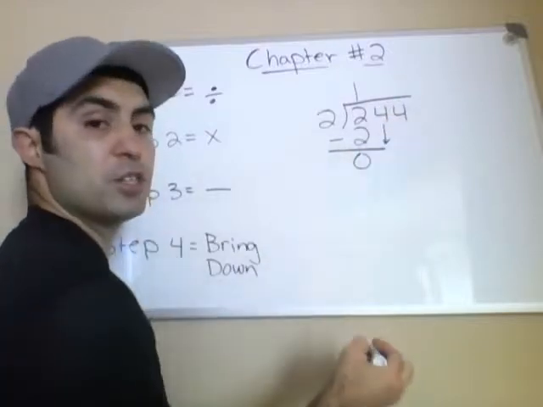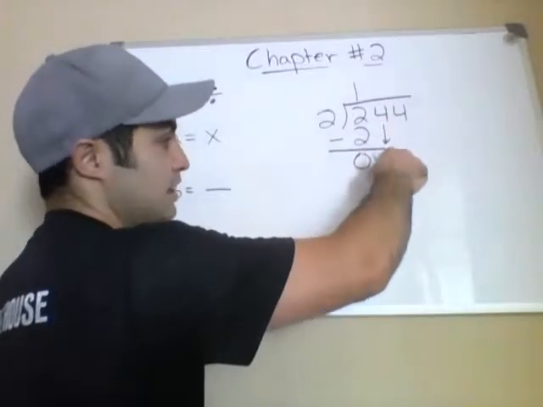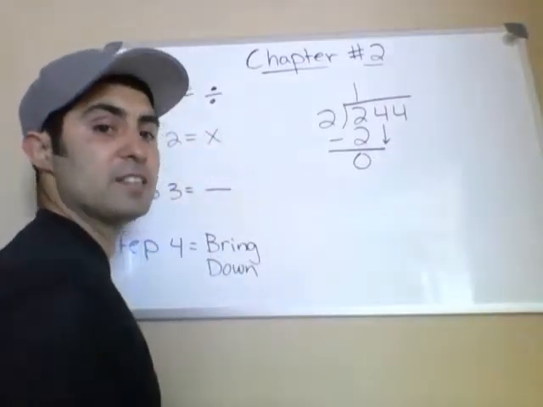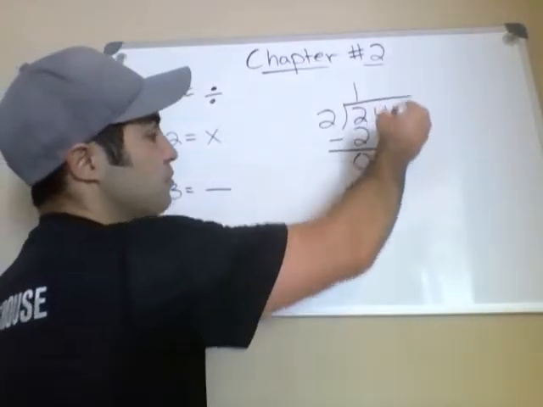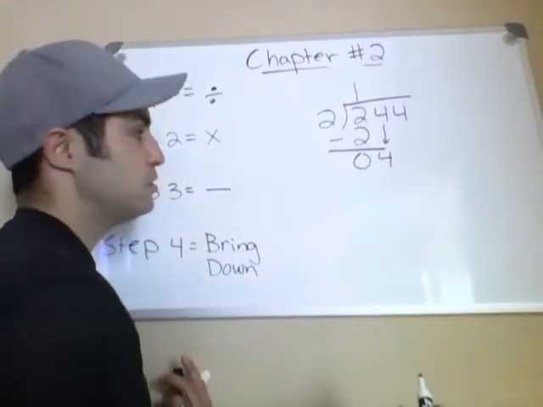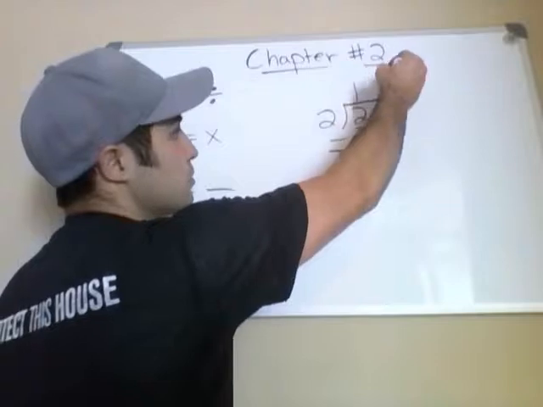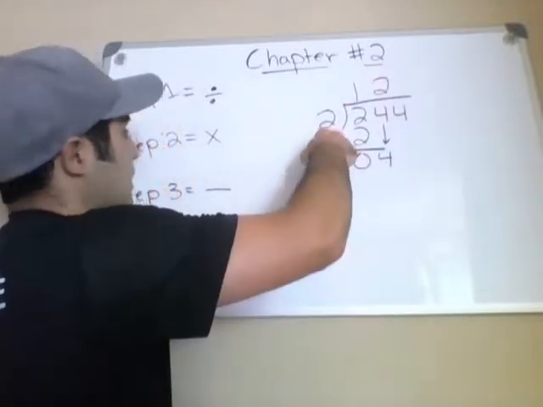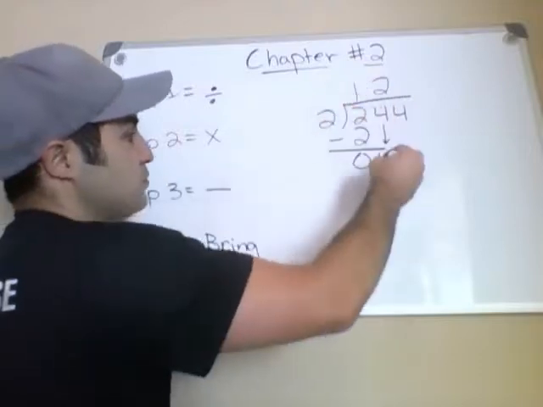And when you bring down, make sure you're coming straight down. I see a lot of kids, their long division ends up on like their desk or something. So 4 comes straight down. 2 will go into 4 how many times? 2. I put the 2 directly above what I just divided. Next step is 2 times 2 is 4.